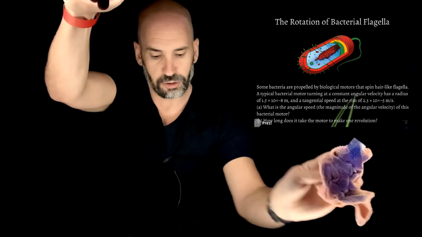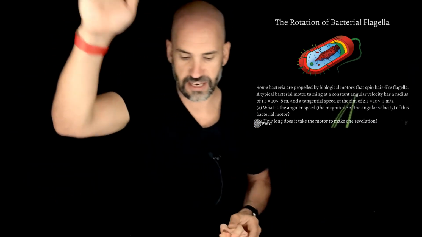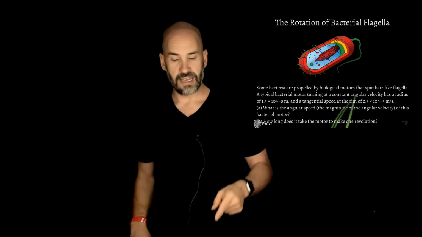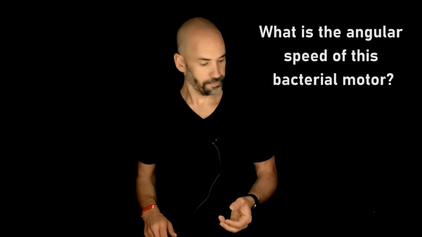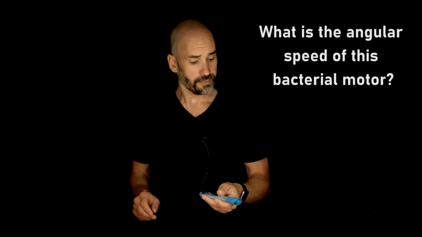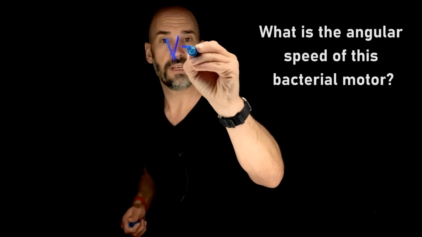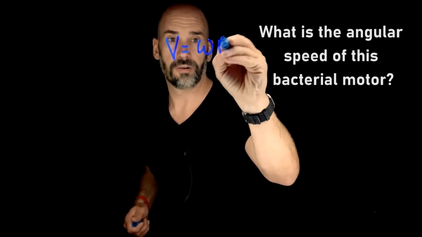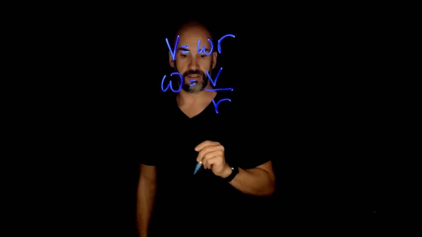A typical bacterial motor turns at a constant angular velocity and has a radius of 1.5 times 10 to the minus 8 and a tangential speed at the rim of 2.3 times 10 to the minus 5. What is the angular speed, or the magnitude of the angular velocity, of this bacterial motor? Let's just use the classic equation. We know that v equals omega r, which means that the rotational speed should be the linear speed divided by r. I'm just dividing both sides by r there.